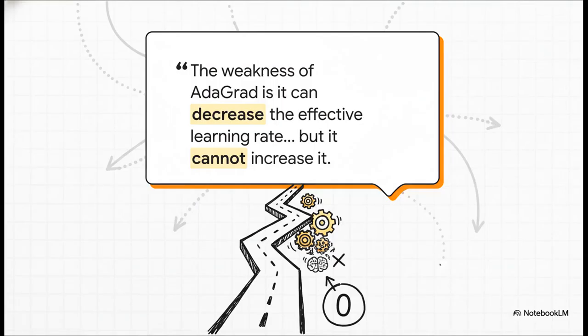But, and this is a big but, here's the fatal flaw. Because ADAGRAD is always adding up the history of changes, the learning rate for each parameter can only go down. It can never go back up. So eventually, it shrinks so much that the learning just grinds to a complete halt, even if the model is nowhere near its goal. It's basically a one-way street down to zero.